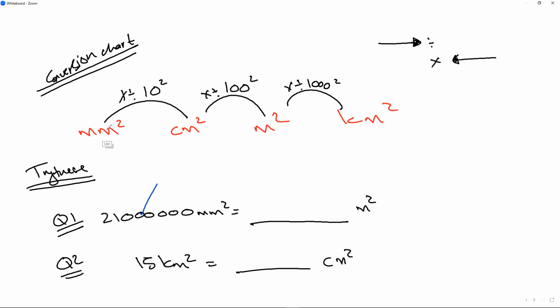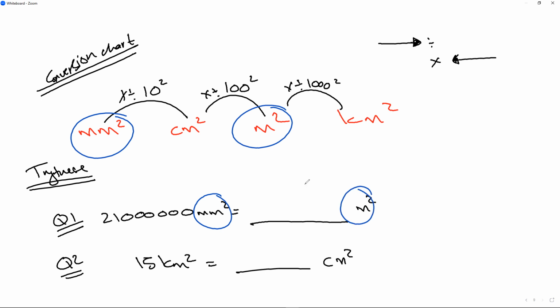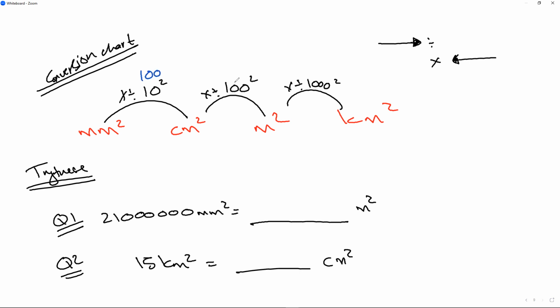Millimeters squared to meters squared. That's what we got. So remember to go there, I'm actually multiplying by and dividing by 100, and this one is actually 10,000. So I'm going to divide by 1, 2, 3, 4, 5, 6 zeros. That's 21 meters squared.